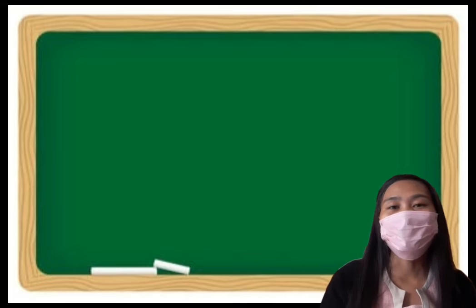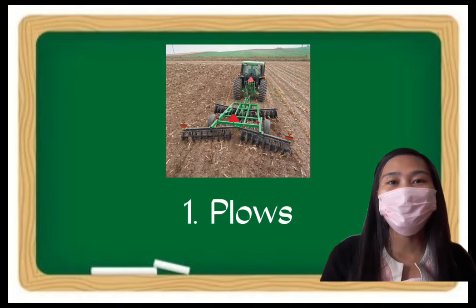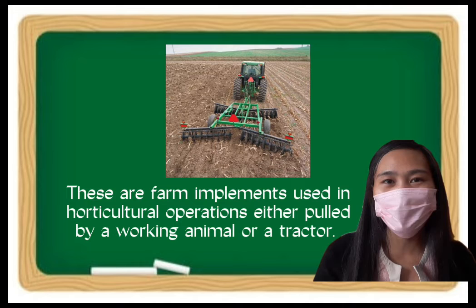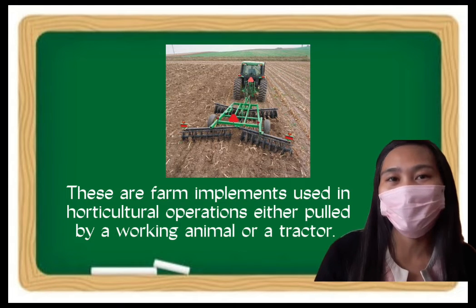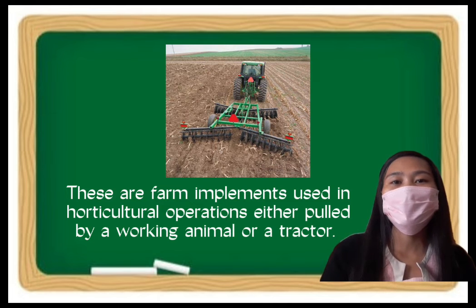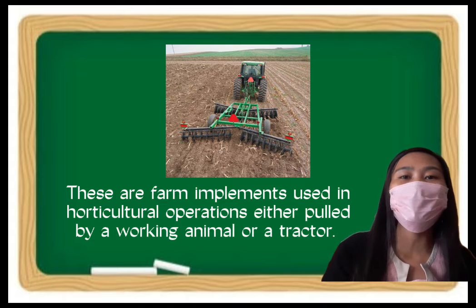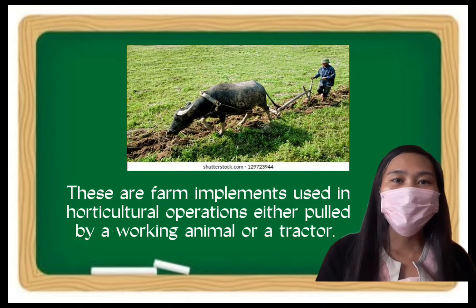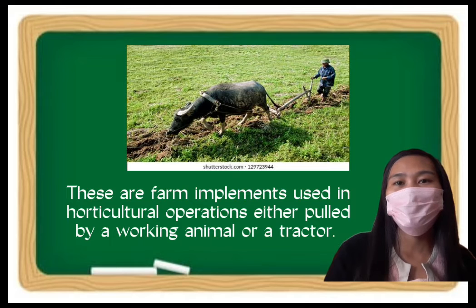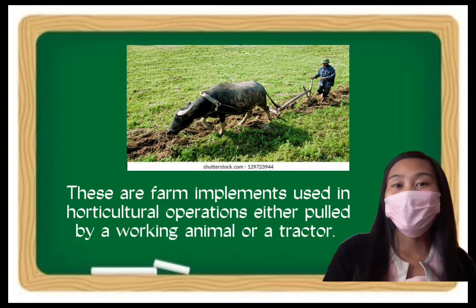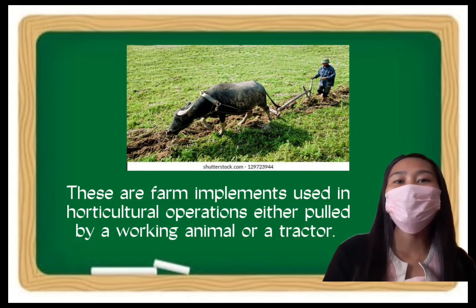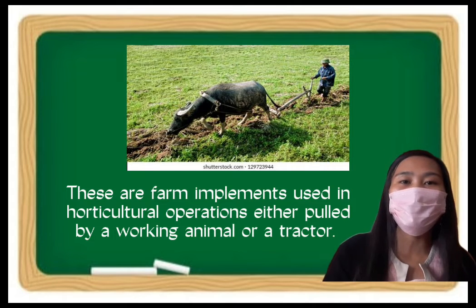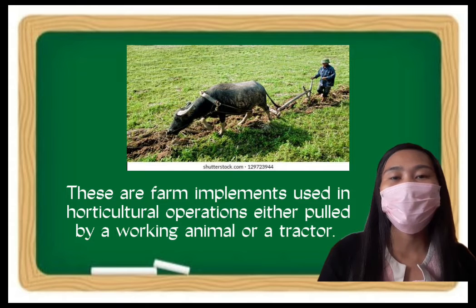Number 1, plows. Plows are the farm implements used in horticultural operations, either pulled by working animals or tractor. The plow is specifically used for tilling large areas, making furrows and inter-row cultivation. Plows that are pulled by working animals are made of either a combination of metal and wood or pure metal. They are used to till areas which are shallower than the disc plow, which is pulled by a tractor.